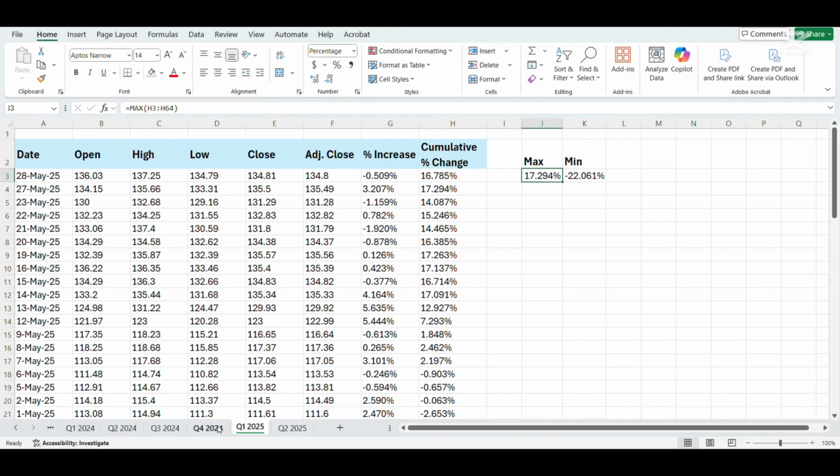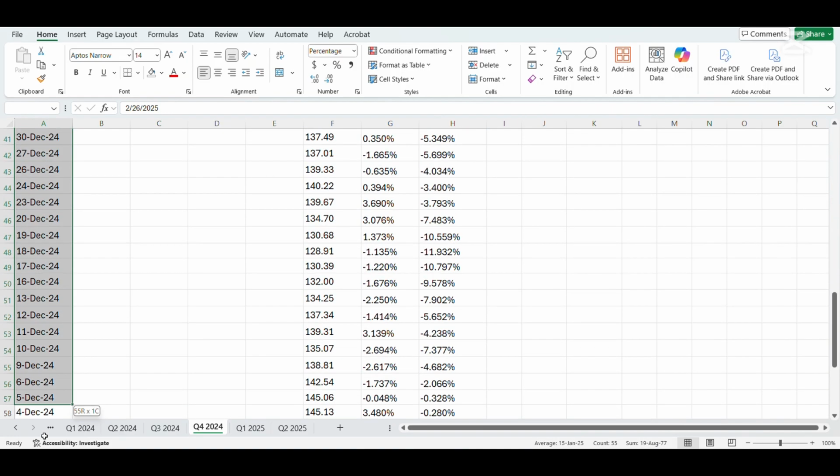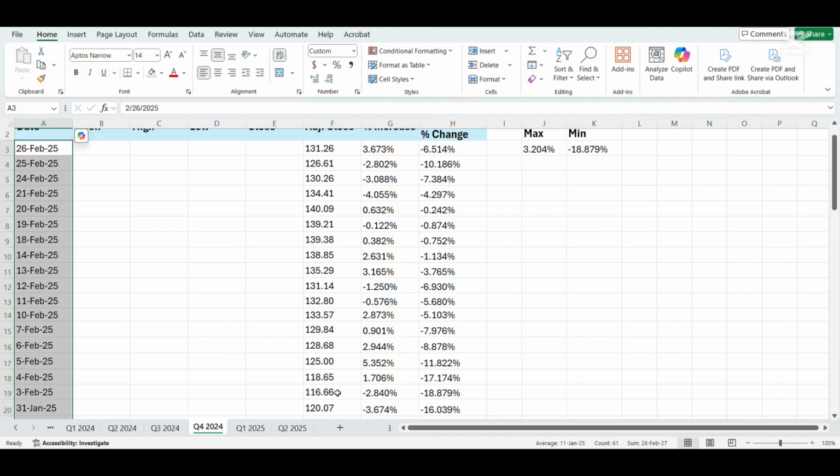If we go one quarter prior, you see that the minimum cumulative percentage change was minus 18.8% and the maximum was 3.20%, right? And that was sometime in December, January, and February, right? And those 3 months were not good for NVIDIA.